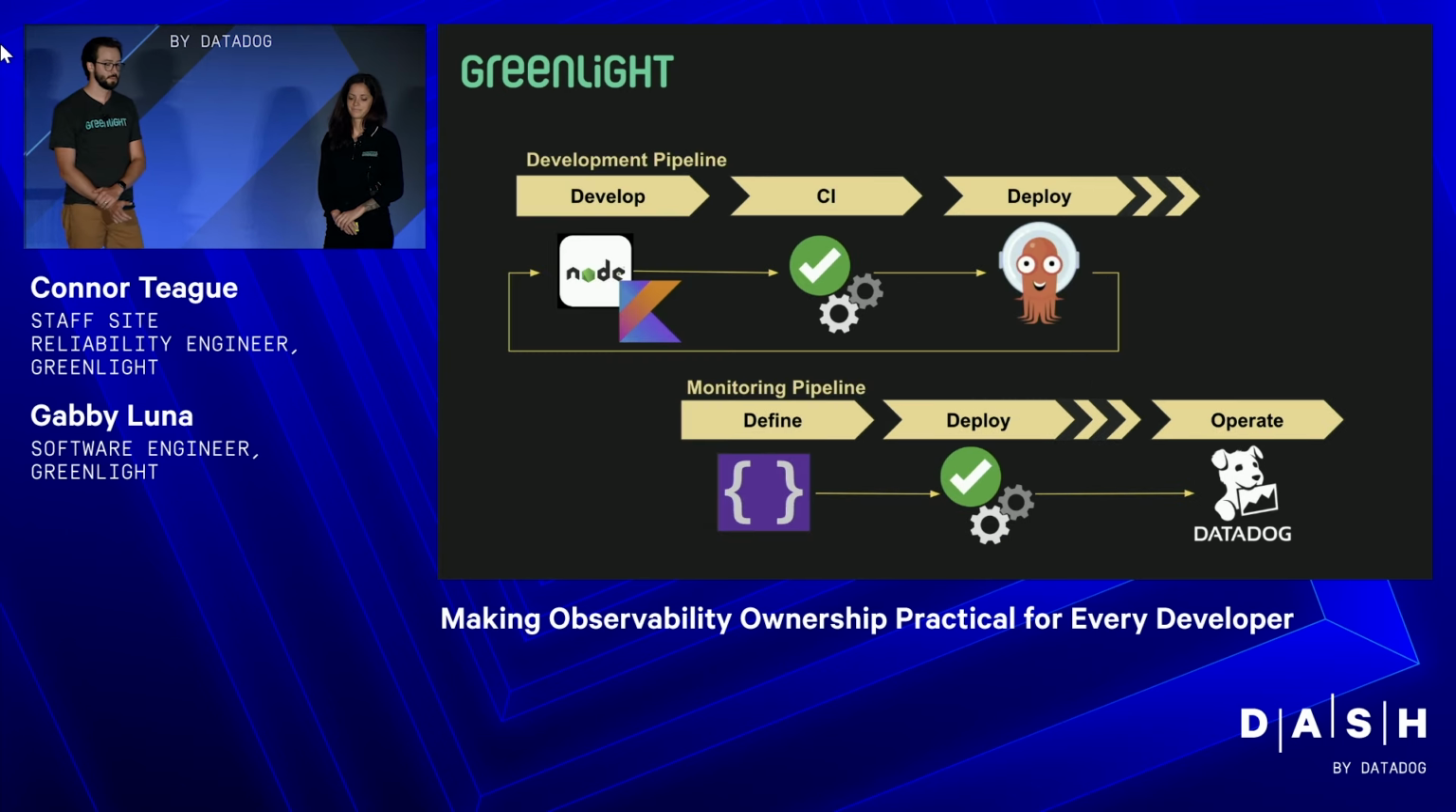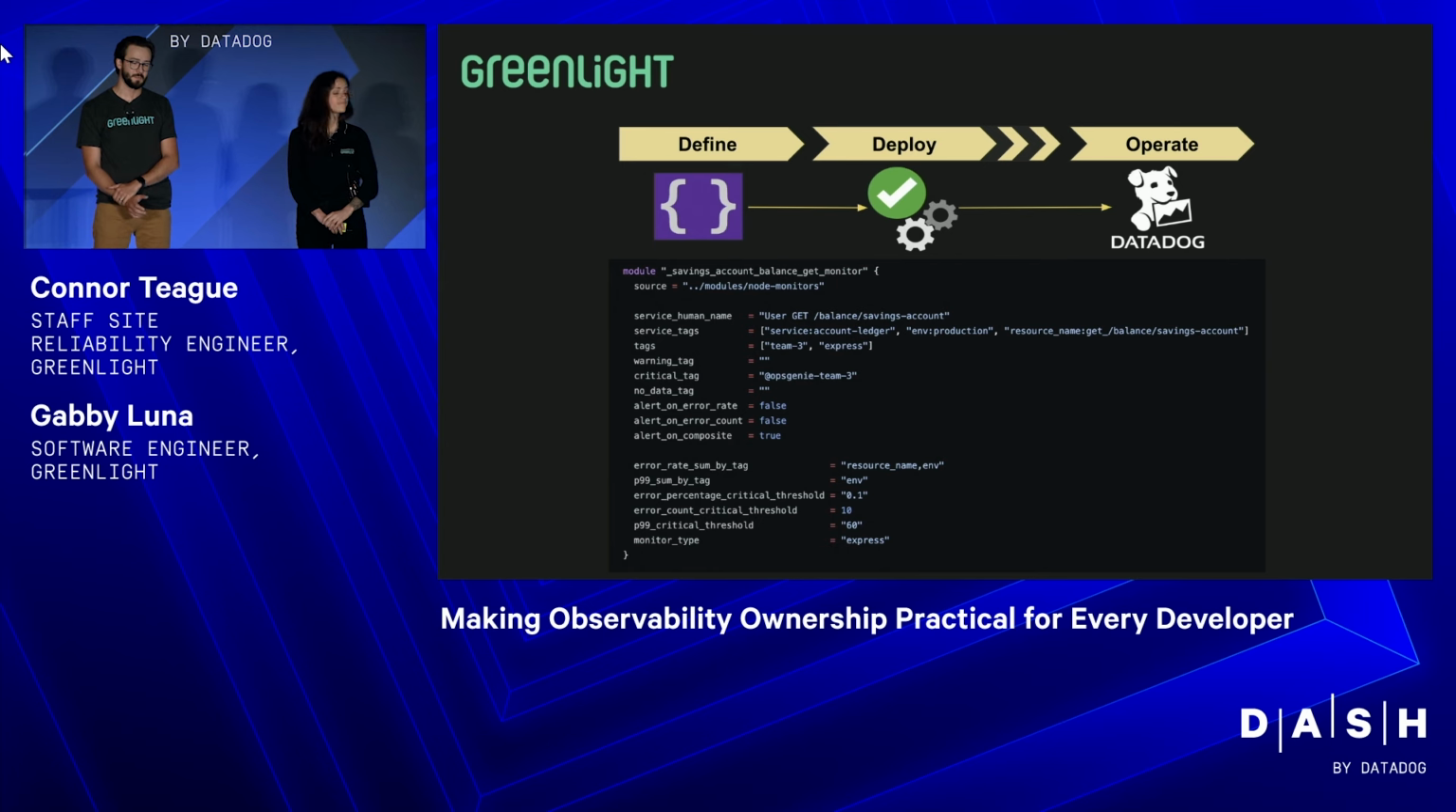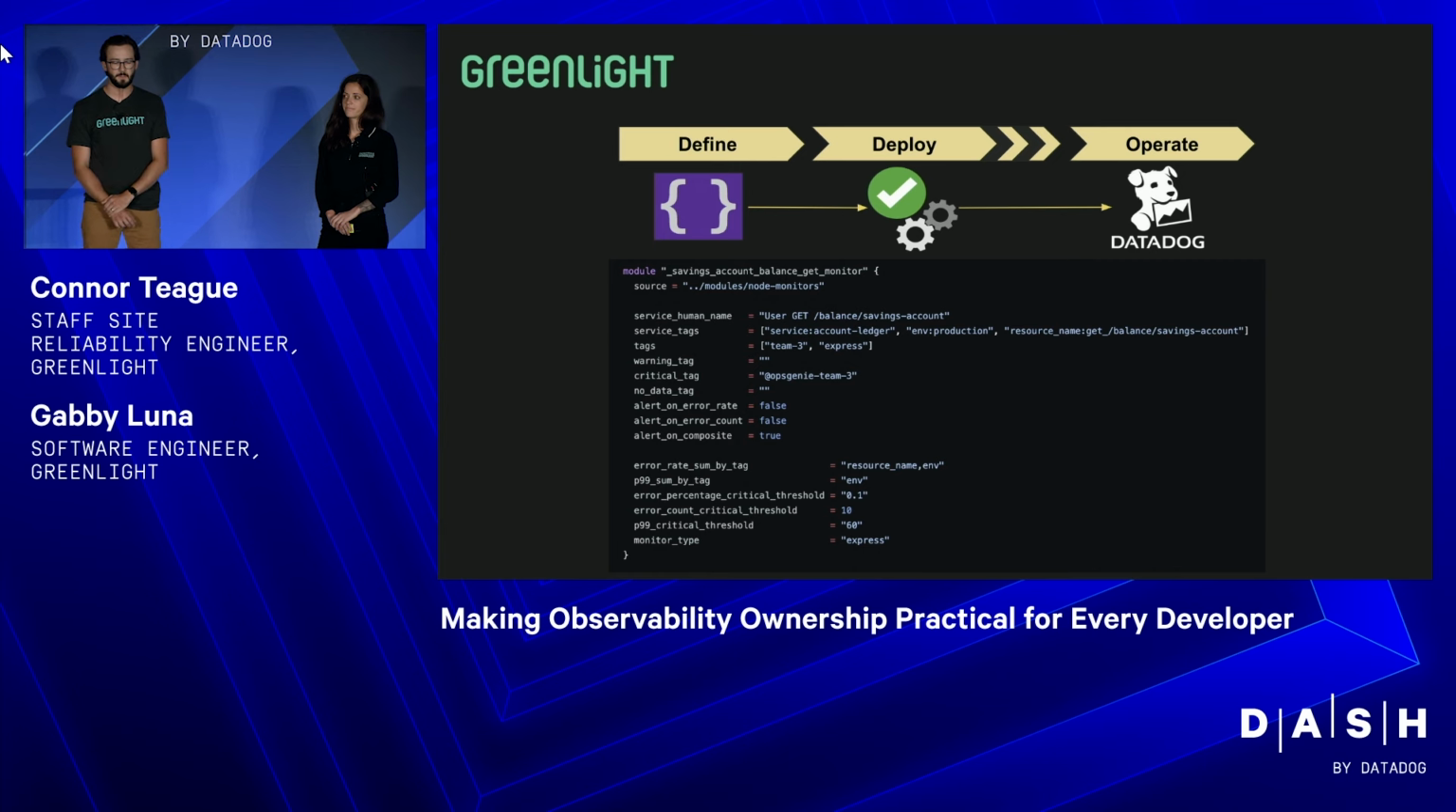This example, let's go back one slide, thanks. This example would be for an endpoint get savings account balance, where the developer configured this monitor to only alert when the endpoint received more than 10 requests and the percentage of those requests was above 10%. The development workflow is shown in the graphic above.